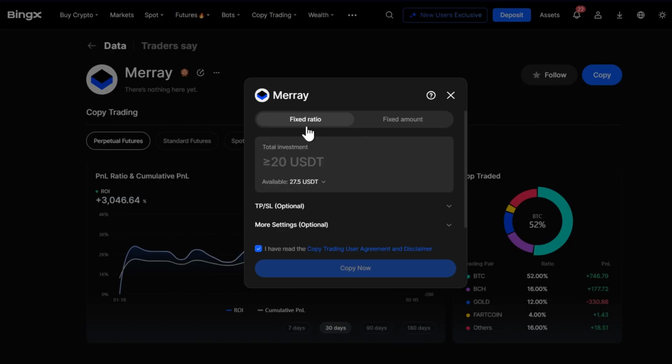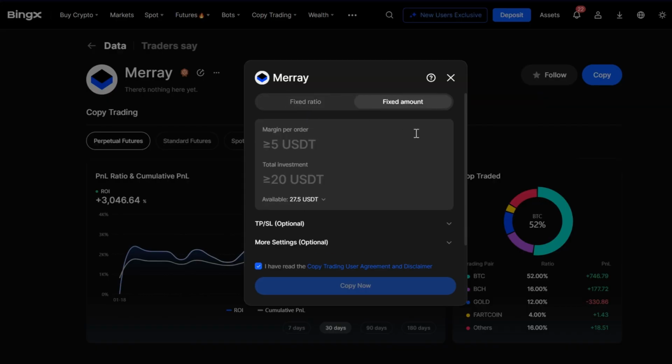Second is fixed amount mode. This is where you copy a fixed dollar amount per trade. For example, if you set $10 every trade the lead trader opens, you open with $10. This gives you more control over how much you're risking per trade, regardless of how much the trader is using. This is better if you want to limit your exposure per trade. For this tutorial, I'm going to use fixed amount mode since it's simpler and gives you more control.